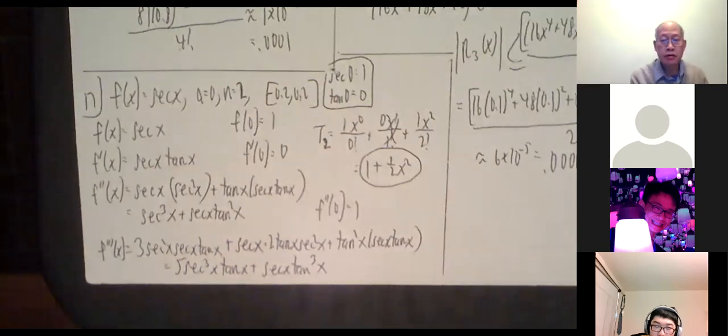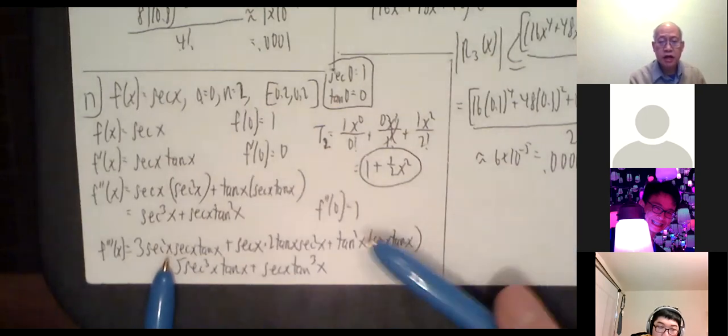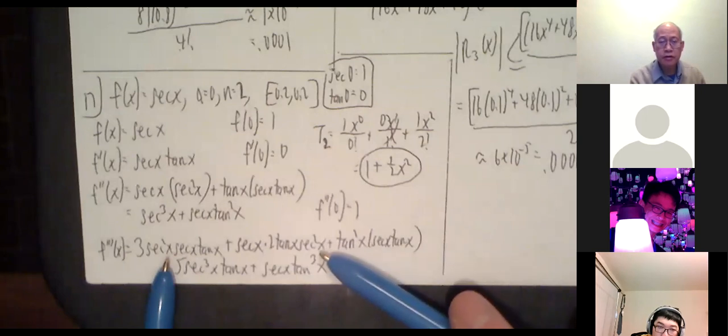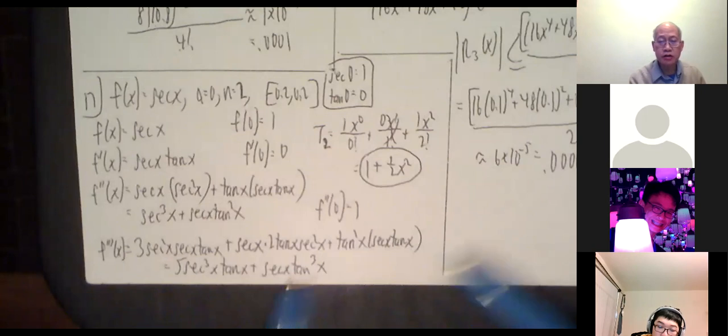Okay, now, let's see what I can do with this. I have 5 secant cubed x tangent x. There's 3 right here, and there's 2 right here. That's 5 secant cubed x tangent x. And then I have an extra secant x tangent cubed x. Okay, that's the third derivative.